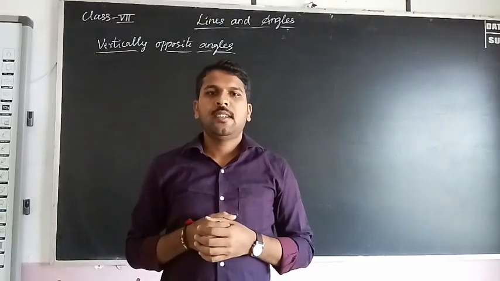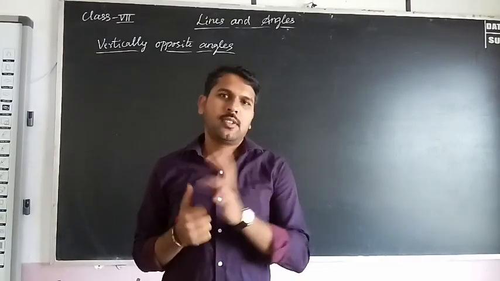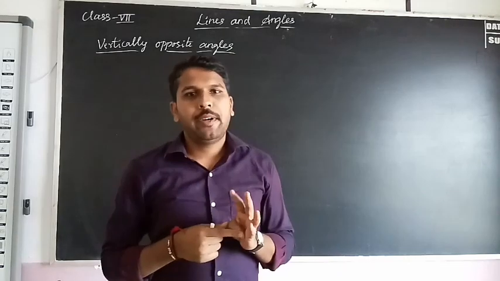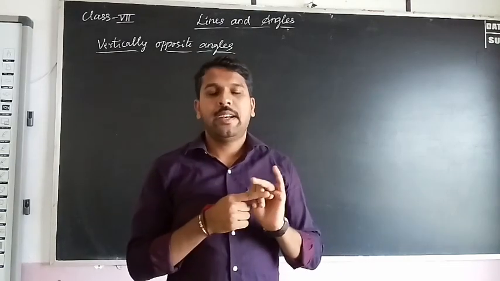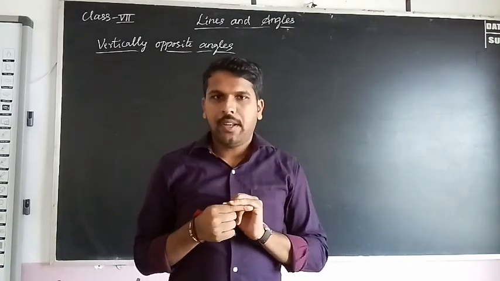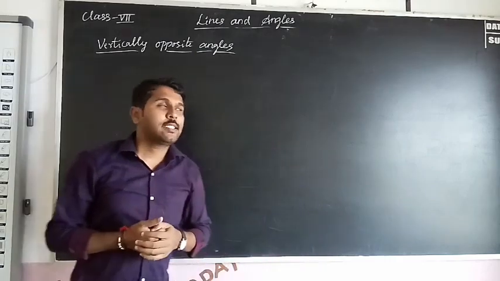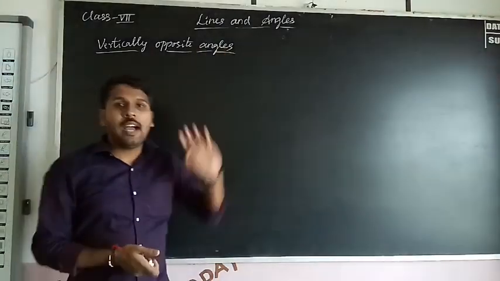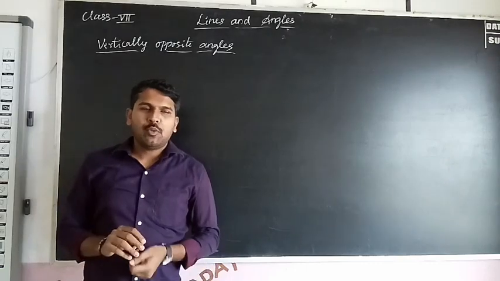Hello my dear students, in the last class we discussed some basic concepts of geometry: complementary angles, supplementary angles, adjacent angles, linear pair. So today we are going to discuss the next concept, that is vertically opposite angles. So what is meant by vertically opposite angles?